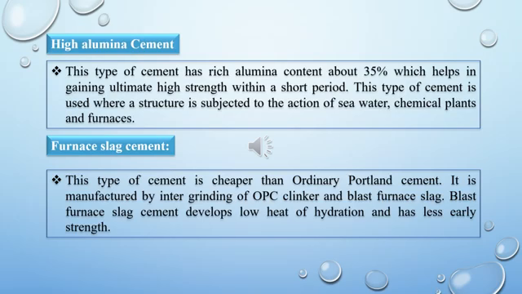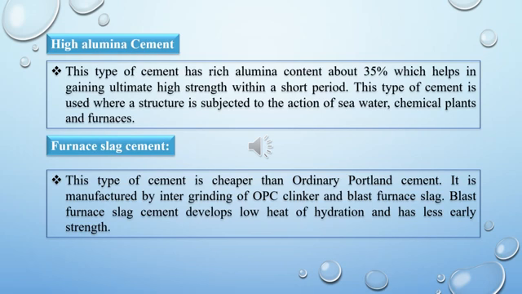So students, high alumina cement is a cement which contains a high percentage of alumina. It's about 35%. This alumina helps this cement to attain ultimate high strength. This type of cement is being used for the constructions which are subjected to the action of seawater, chemical plants and the furnaces.